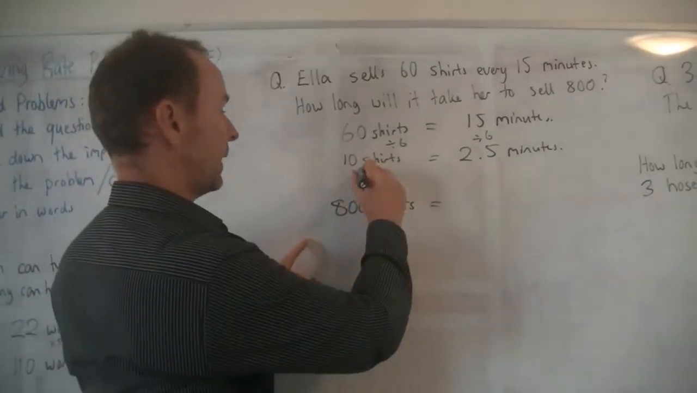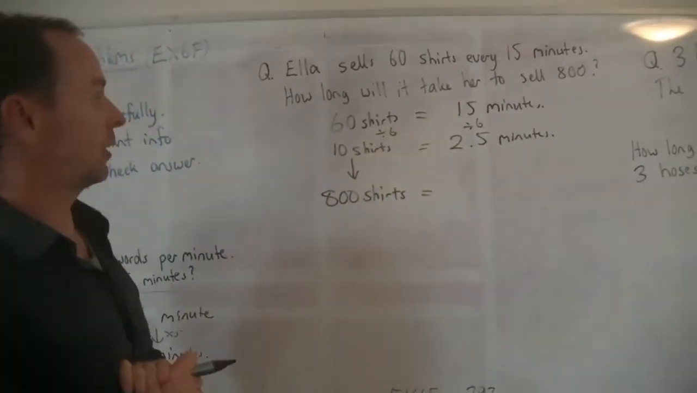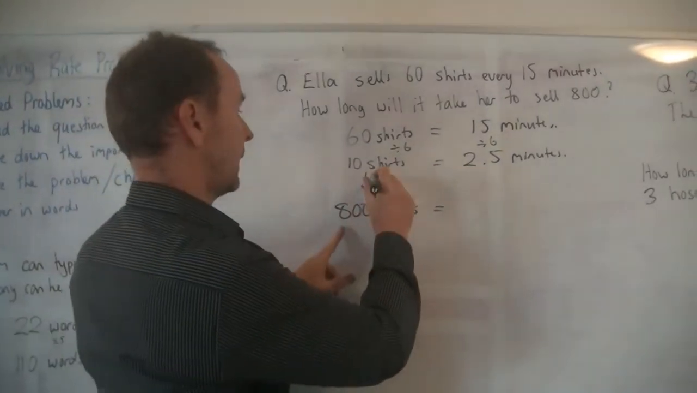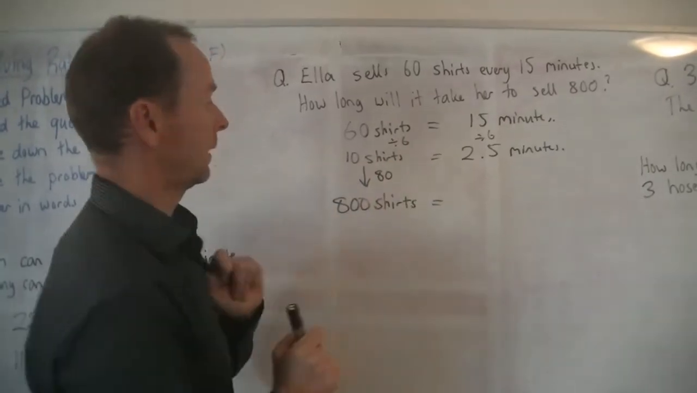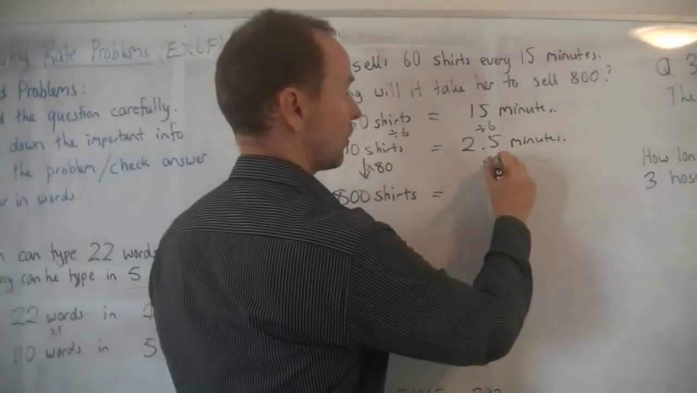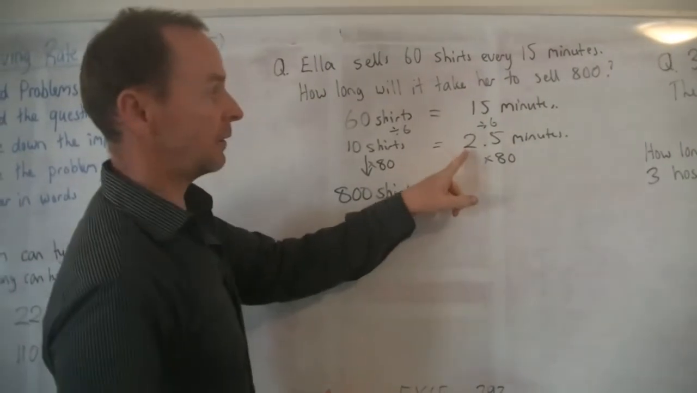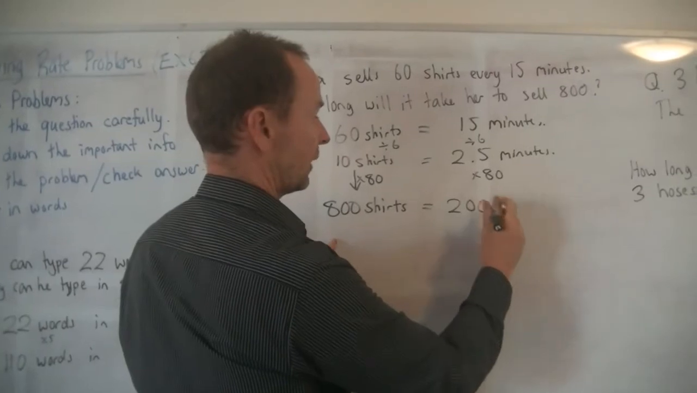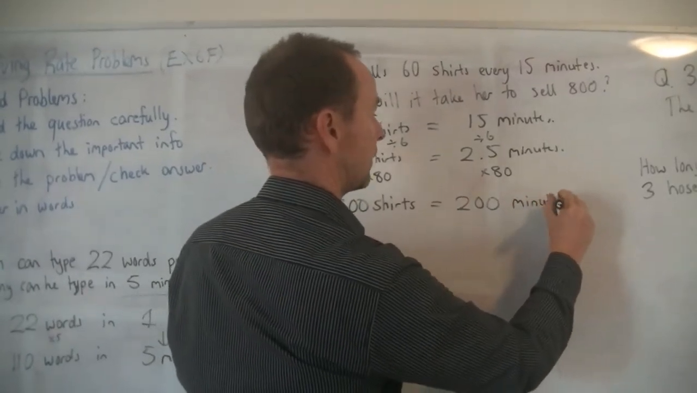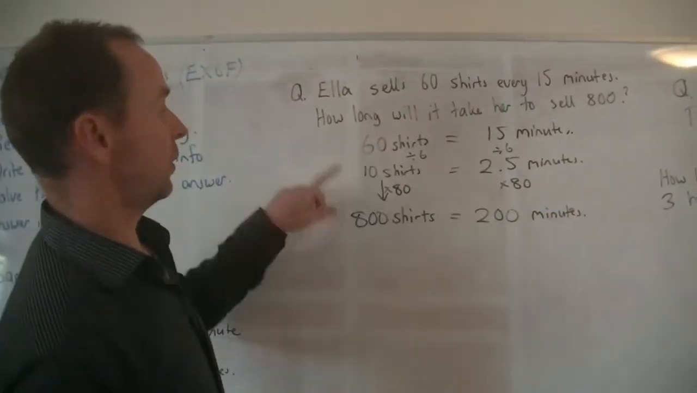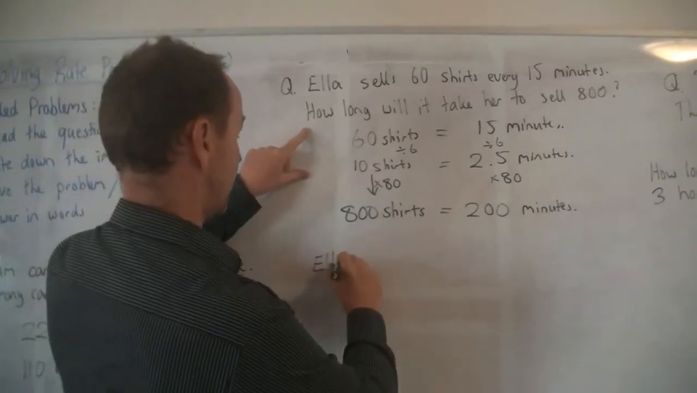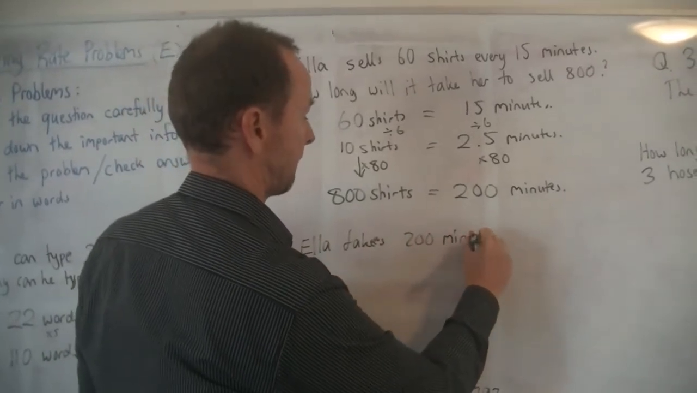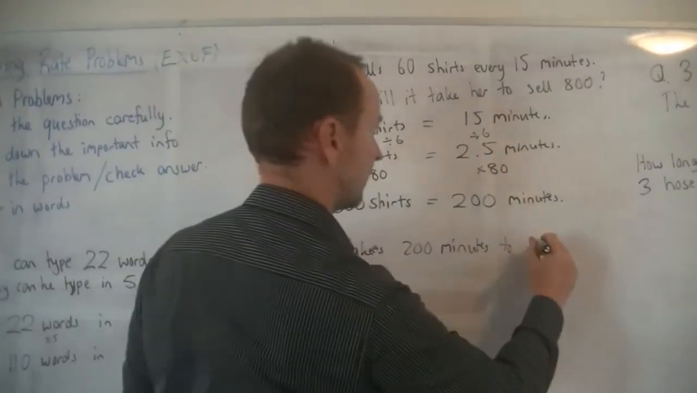So that now, how do we get from 10 shirts to 800 shirts? What do we need to multiply it by? So we multiply it by 80. That's right. Multiply that by 80 as well. So 80 lots of 2.5. 2 lots of 80 is 160. Half of 80 is 40. So the answer is 200. 200 minutes. So to answer the question, you write here, Ella takes 200 minutes to sell 800 shirts.